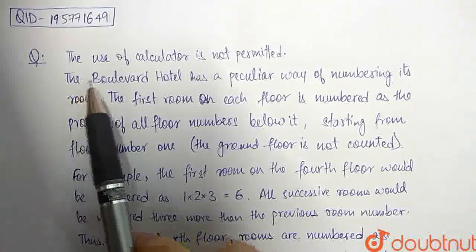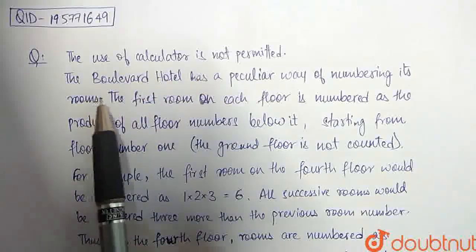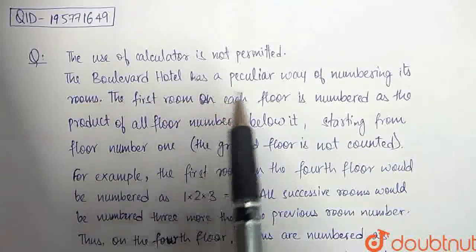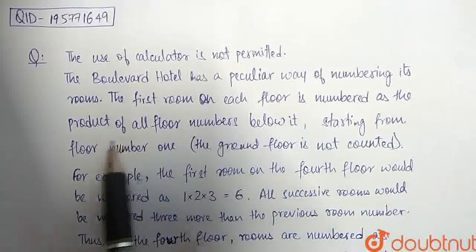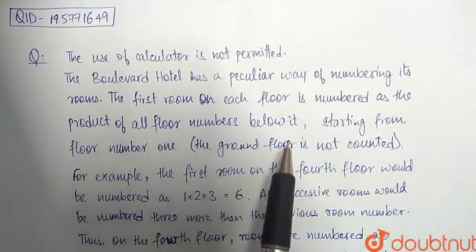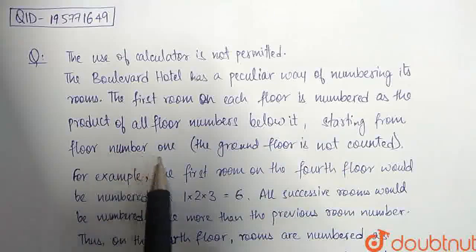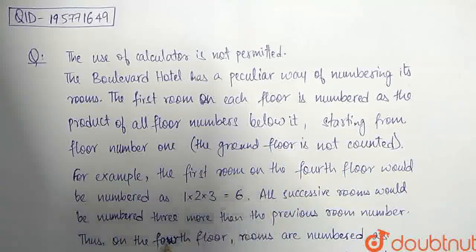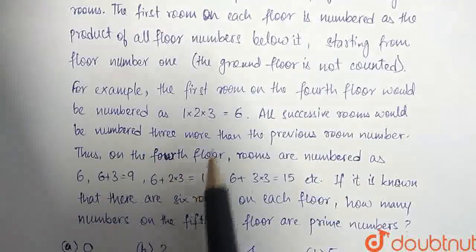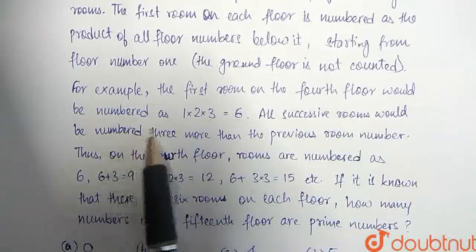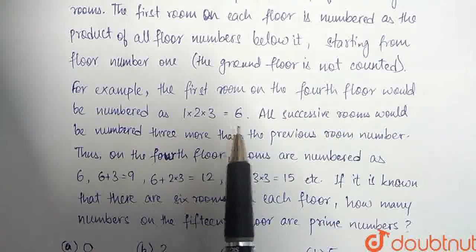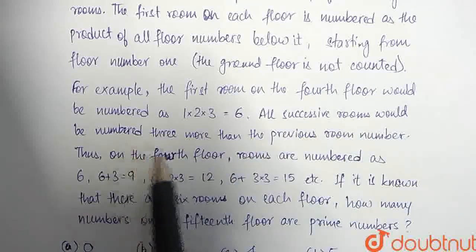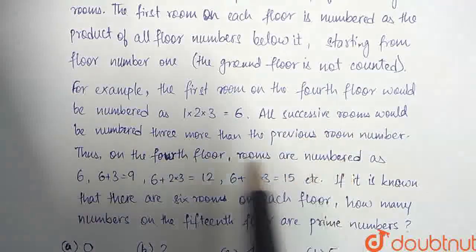Right. The question says the use of calculator is not permitted. The Boulevard Hotel has a particular way of numbering its rooms. The first room on each floor is numbered as the product of all floor numbers below it, starting from floor number 1. The ground floor is not counted. For example, the first room on the fourth floor would be numbered as 1 into 2 into 3, which is equal to 6. All successive rooms would be numbered 3 more than the previous room number.